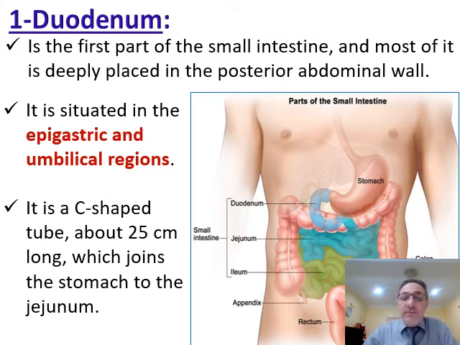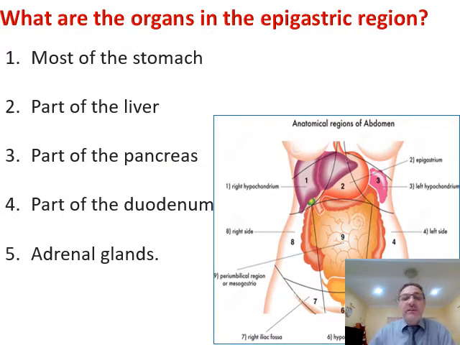The first part, which is the duodenum, connects the stomach to the jejunum. It is 25 centimeters in length, joining, as I mentioned, the stomach to the jejunum. And it is situated in the epigastric region. This area, we call it epigastric region.